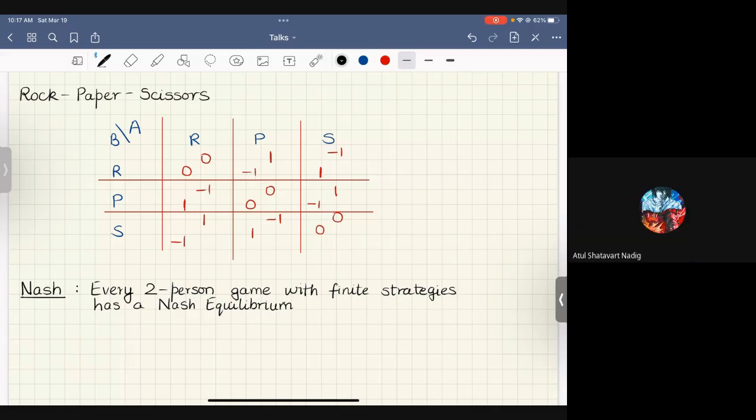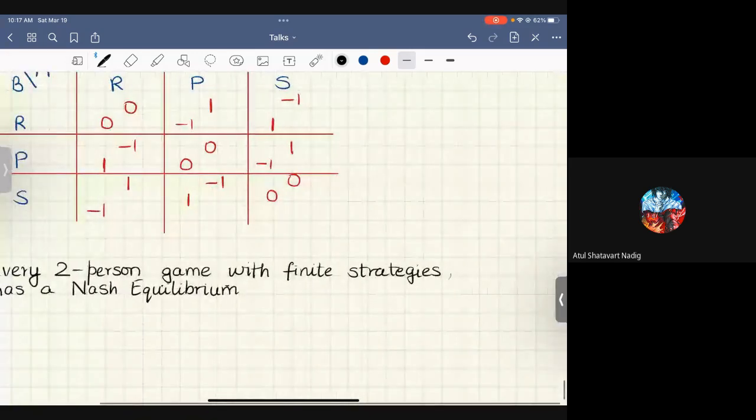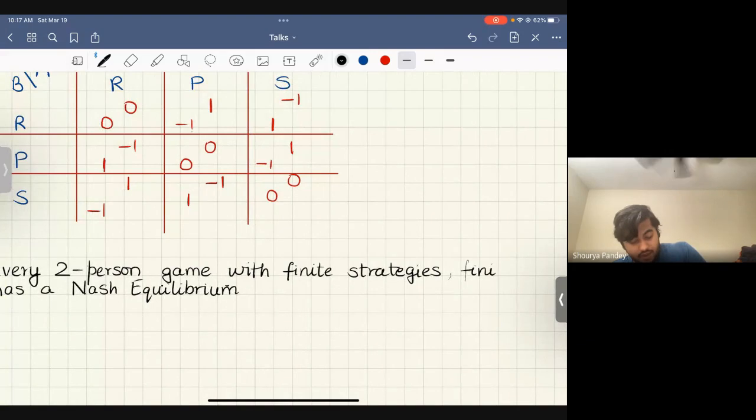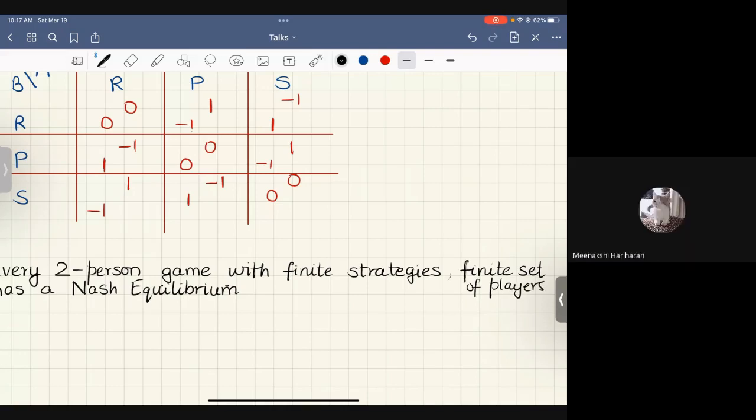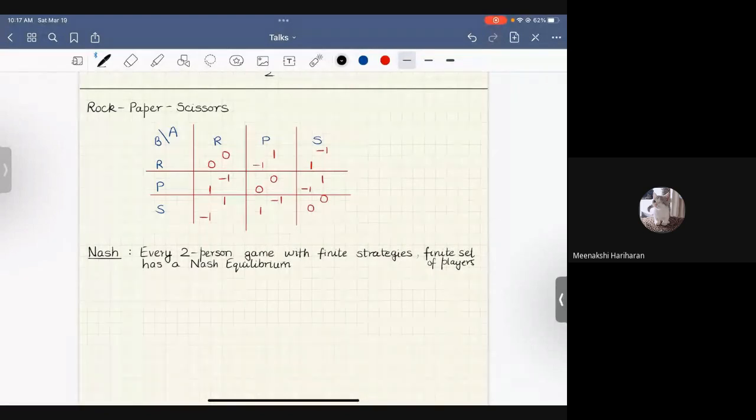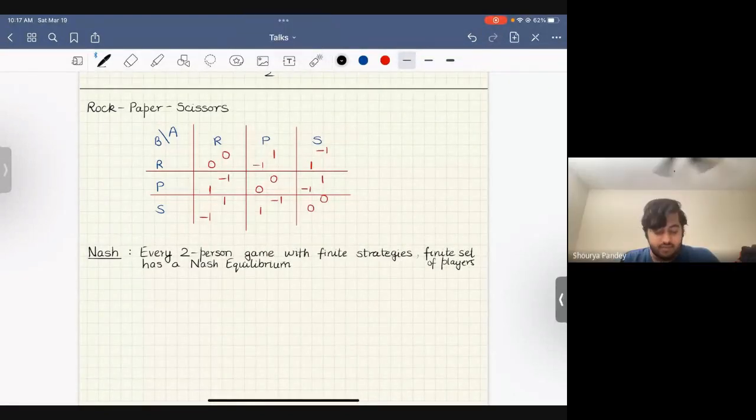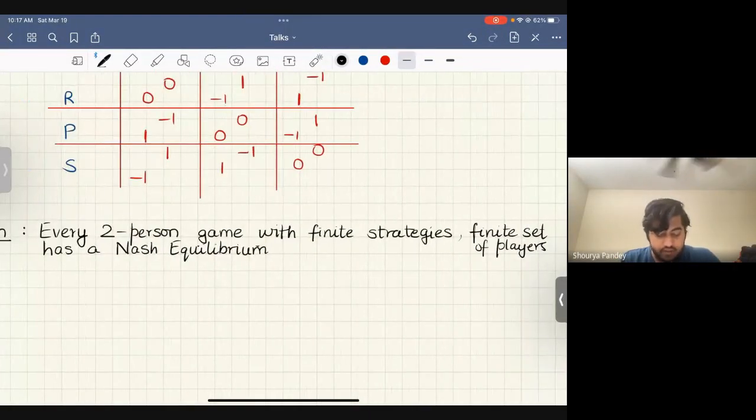Why are there finite strategies, and a finite set of players? Sorry, could you say that once more? You said it's a two-person game. Yes, so this still remains a finite set of players. Sorry, someone said, why is it finite strategies? Can you find more strategies?